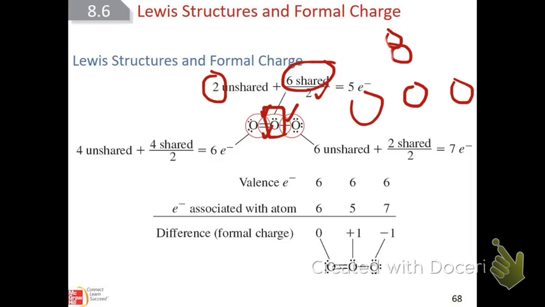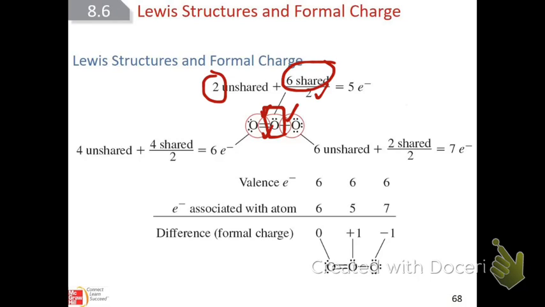That's what's going to give you, and then you're going to subtract that. So you have 2 unshared. 6 divided by 2 is 3. So 2 plus 3 is 5. 5 electrons. All right, that's your central atom.